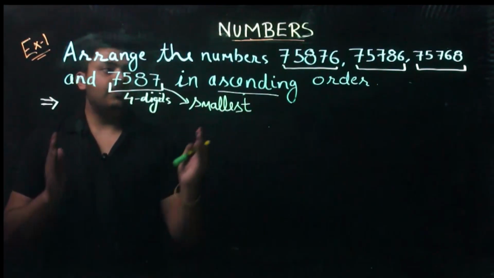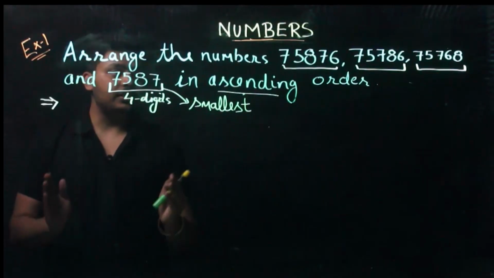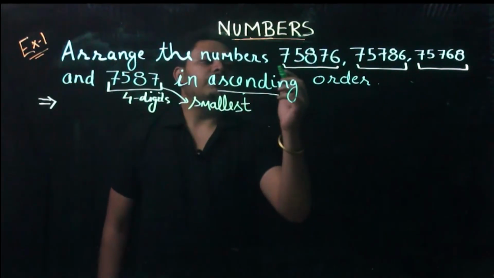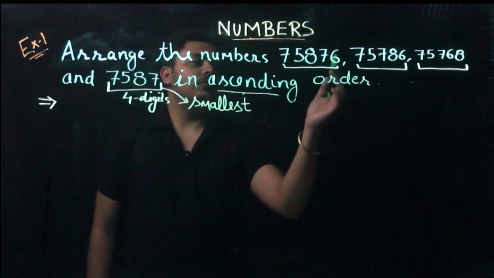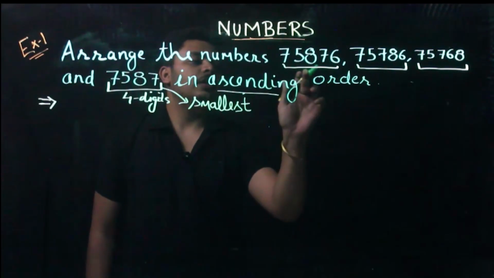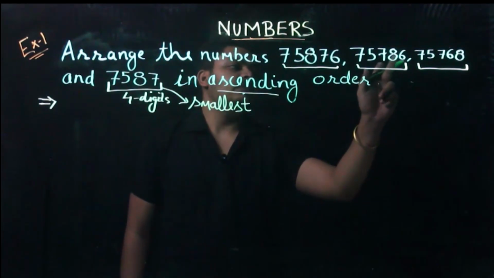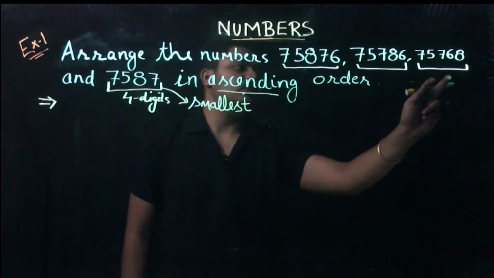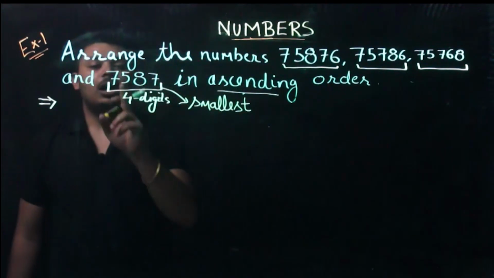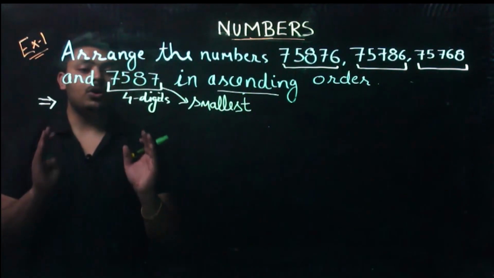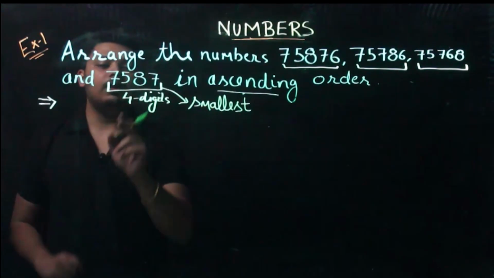So let's first try to count the number of digits in each number. From our first number, we get the number of digits is equal to 5. There are 5 digits in our first number. In our second number, there are 5 digits, and in our third number also there are 5 digits. But our fourth number has only 4 digits. So we can say our smallest number is our last number.